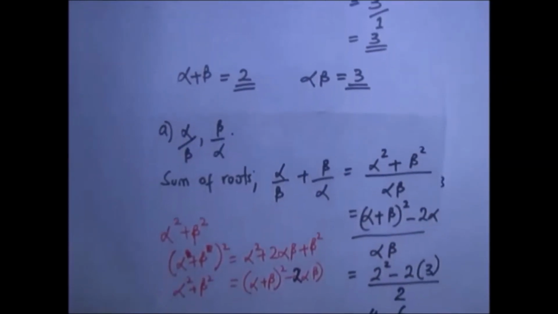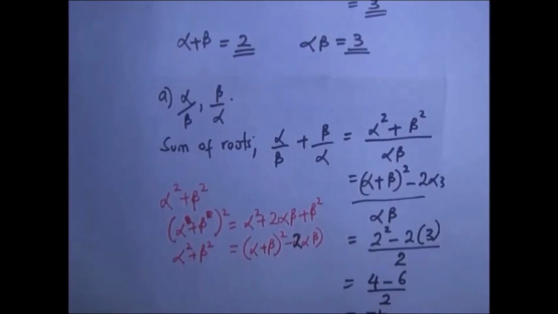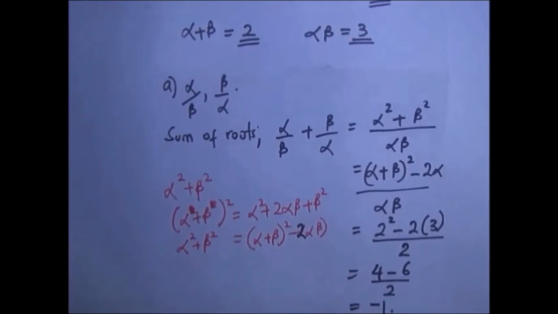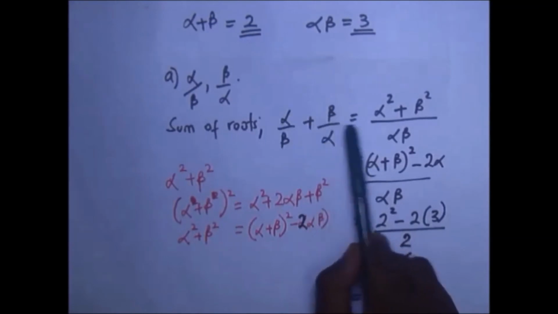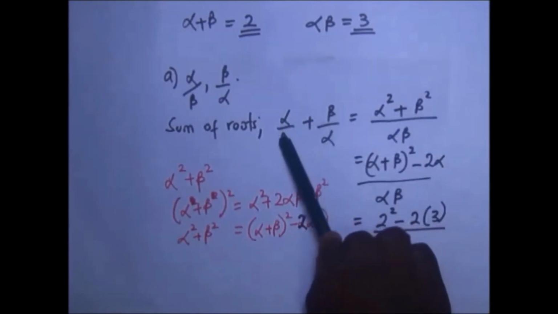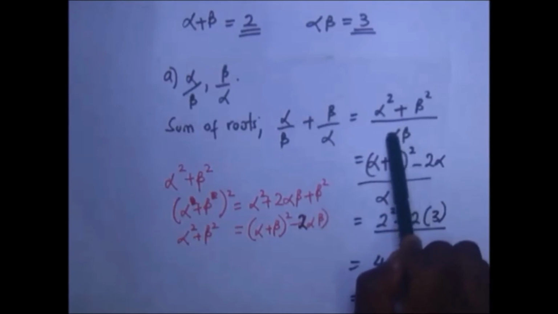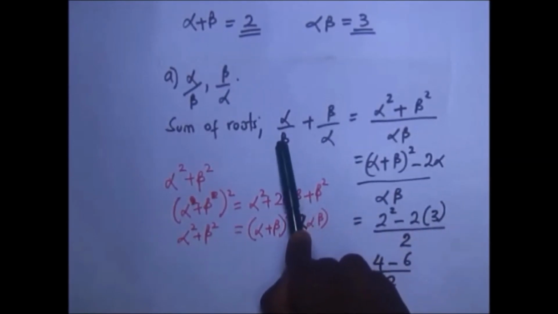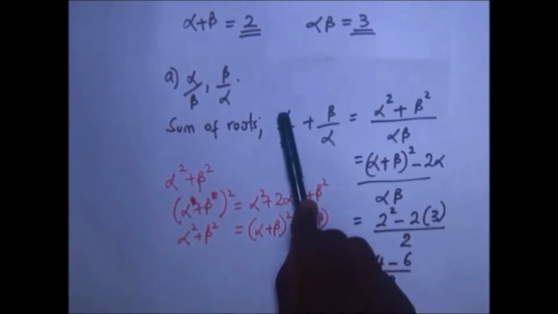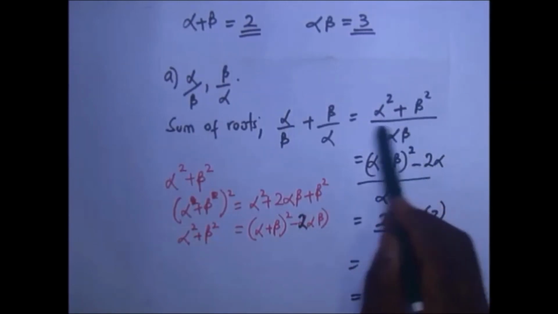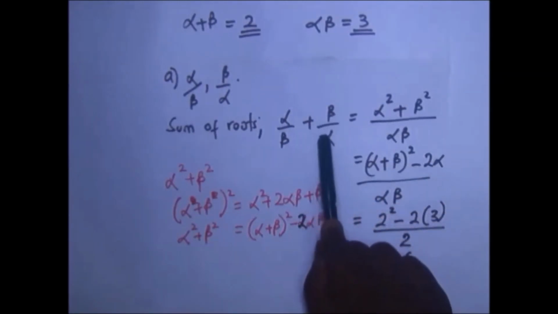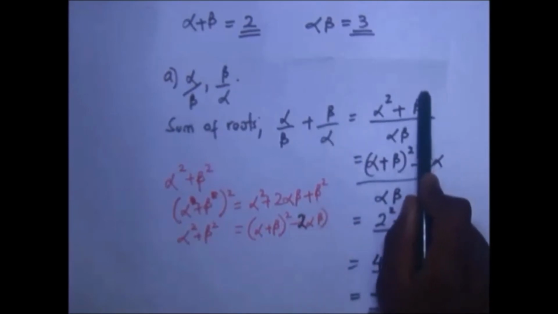So our part A is going to be alpha over beta, comma, beta over alpha. So the sum of the roots is going to be that plus that. LCM of beta and alpha is alpha beta. Alpha beta divided by beta, you're going to get alpha. Alpha times alpha is going to give you alpha squared. Then again, alpha beta divided by alpha is going to give you beta. Beta times beta is going to give us beta squared.